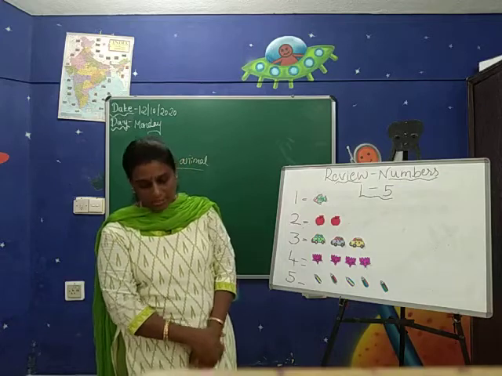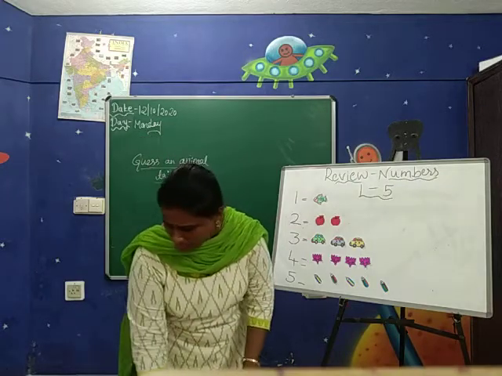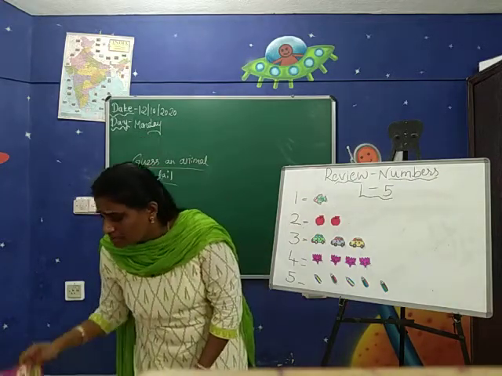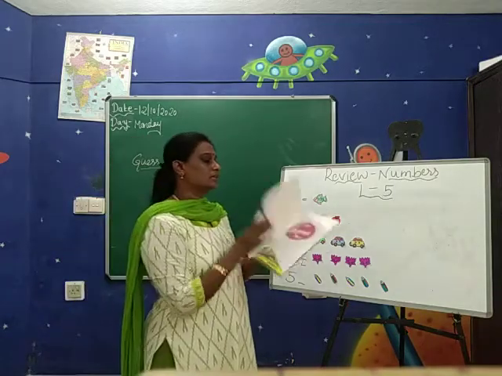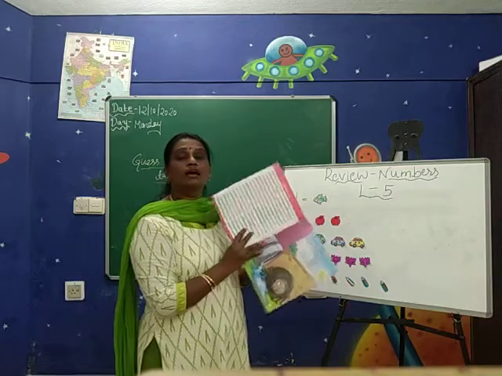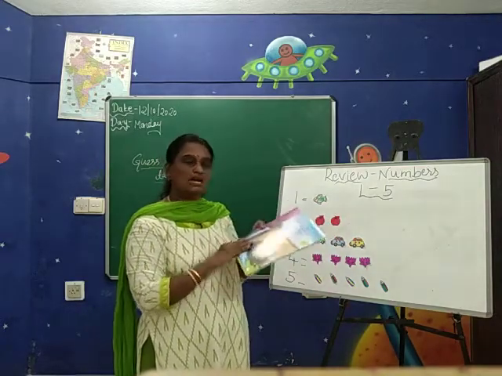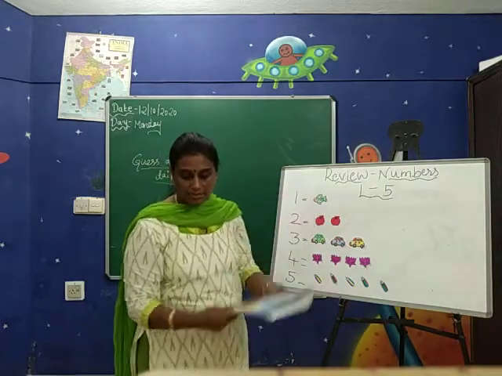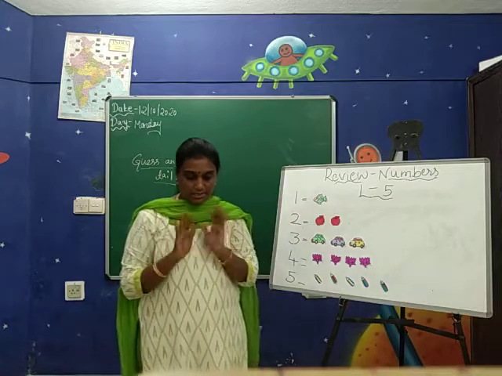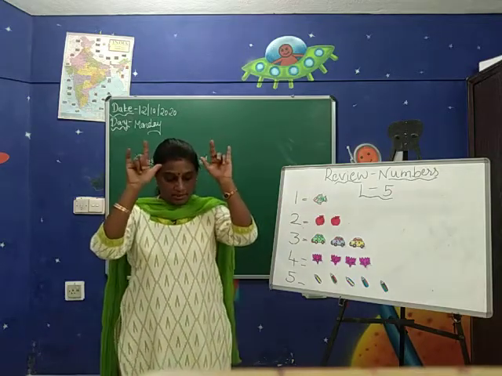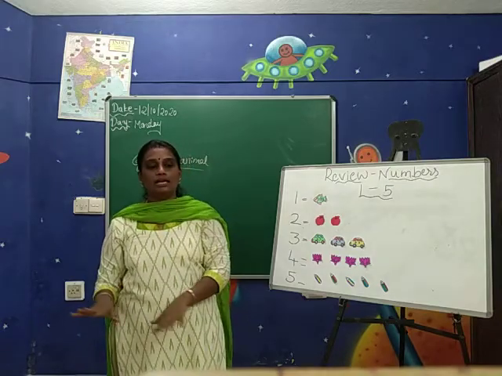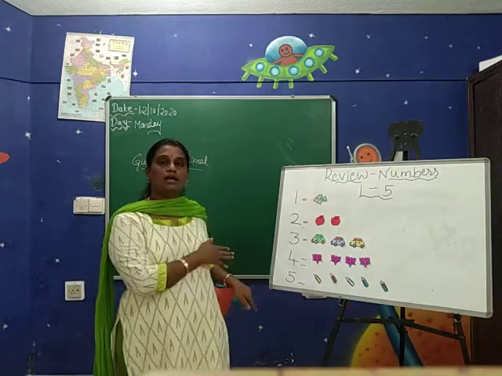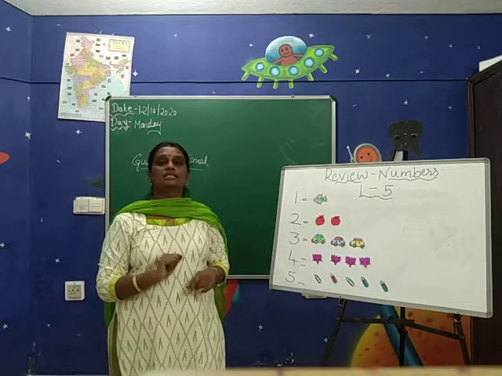Yes, children. Now we will revise some rhymes. Open the rhymes book. From first, what we have learned, the rhymes, we shall revise once. First one is Incy Wincy Spider. Incy Wincy Spider went up the spout. Down came the rain and washed the spider out. Up came the sunshine.